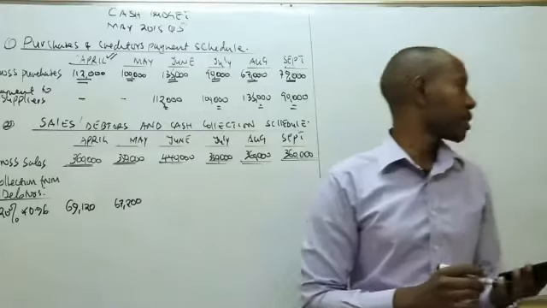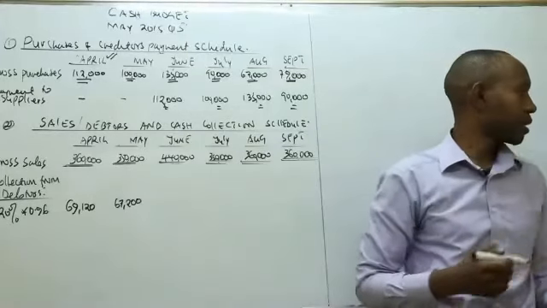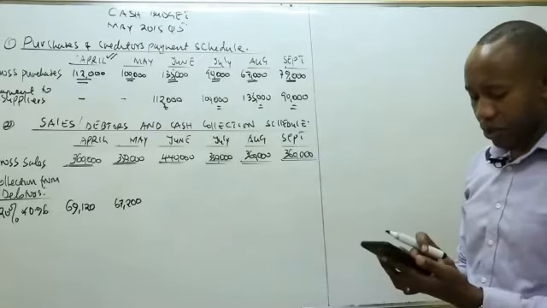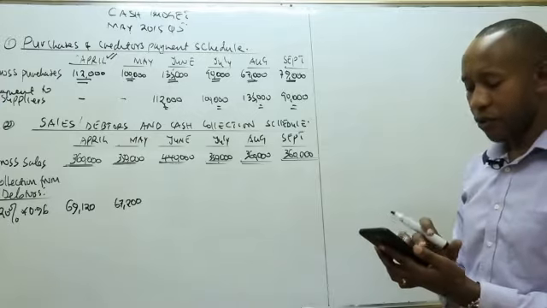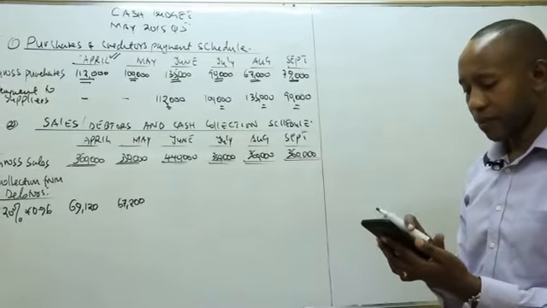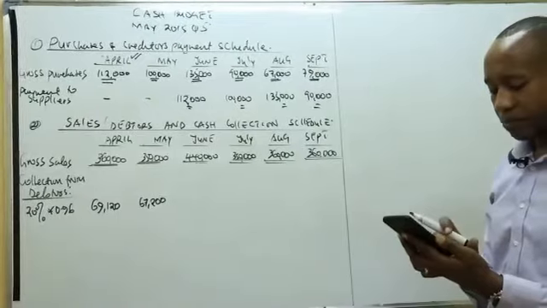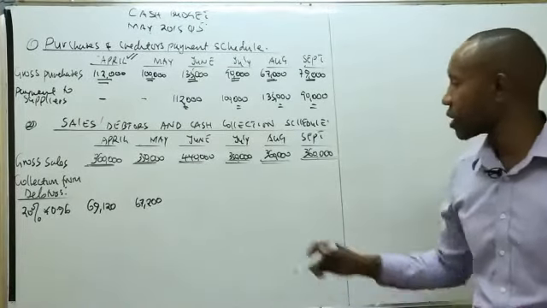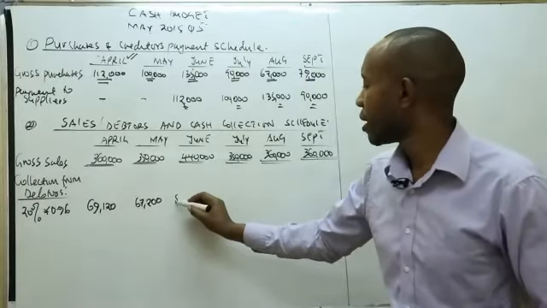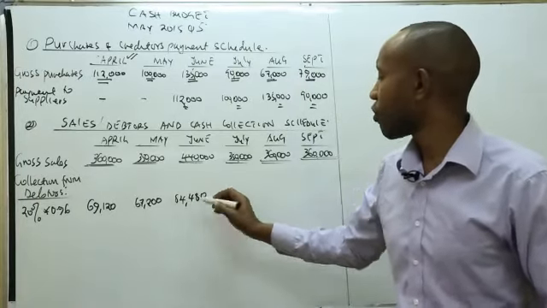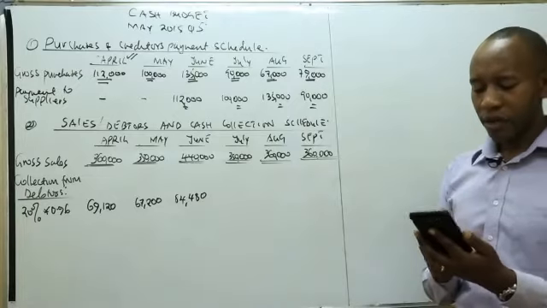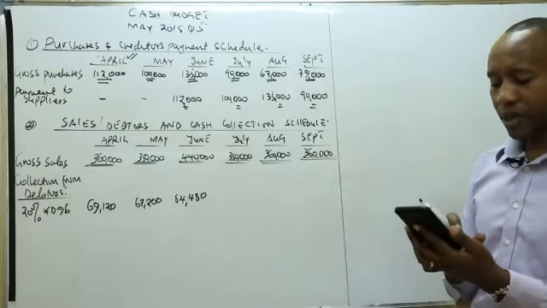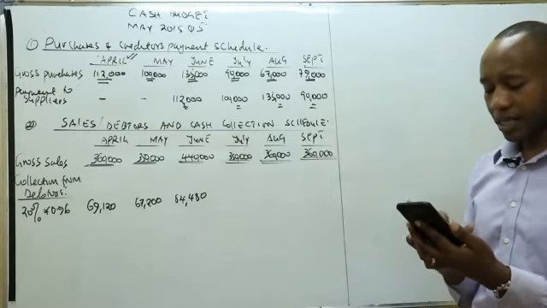Next one will be 0.2 multiplied by 440,000, and then times 0.96. That will give us 84,480. That will be 84,480. And then we say 0.2 times 350,000 times 0.96.